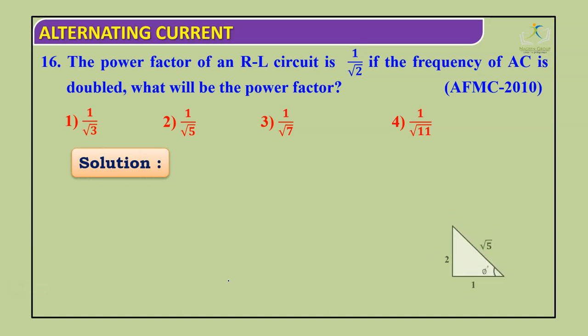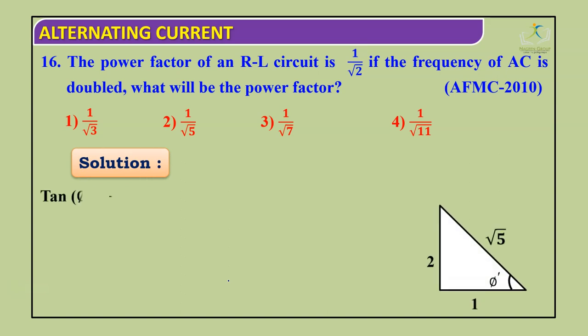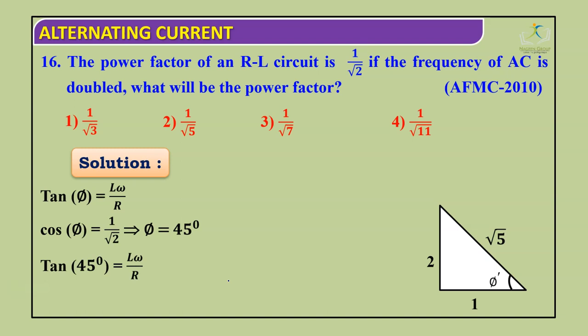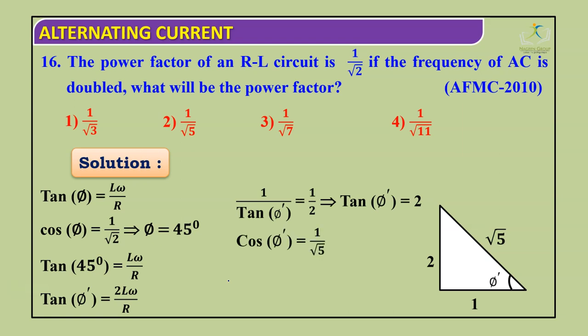Solution we have. This is the diagram. Tan phi is equal to L omega by R. Cos phi is equal to 1 by root 2, so phi will be 45 degree, and tan 45 degree is equal to L omega by R. So tan phi prime is equal to 2L omega by R. And if I put all these values over there, cos phi prime comes to 1 by root 5. According to that, the correct option for this question is 1 by root 5.